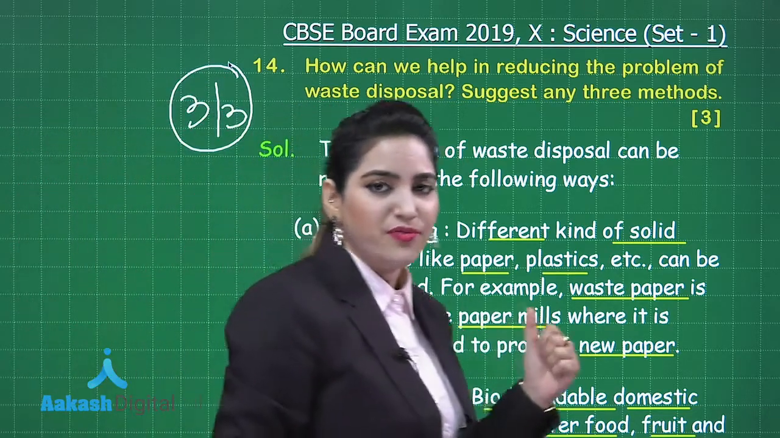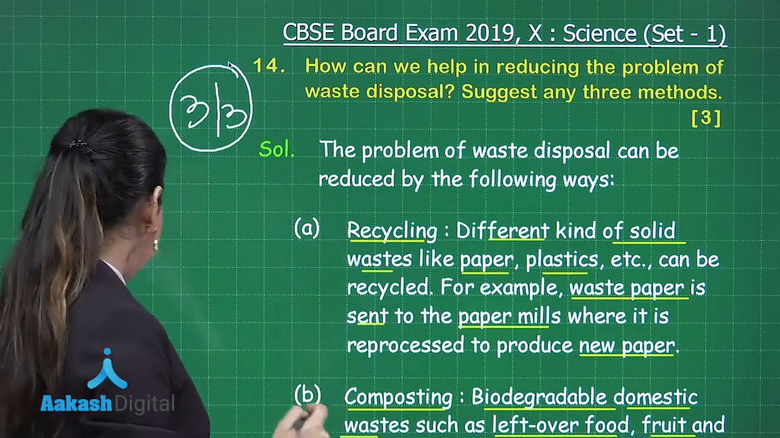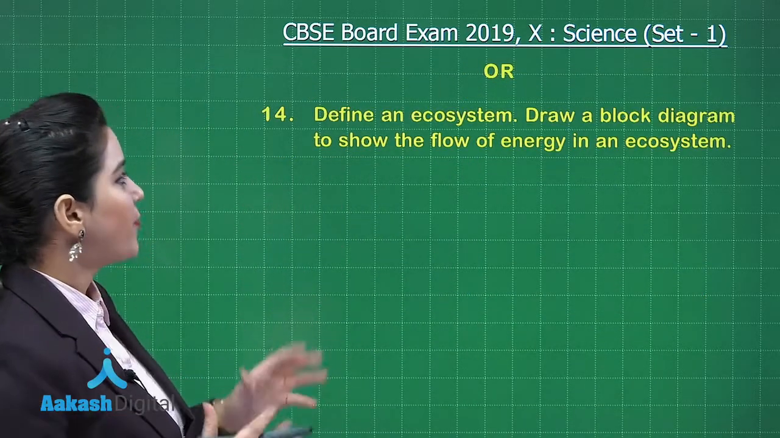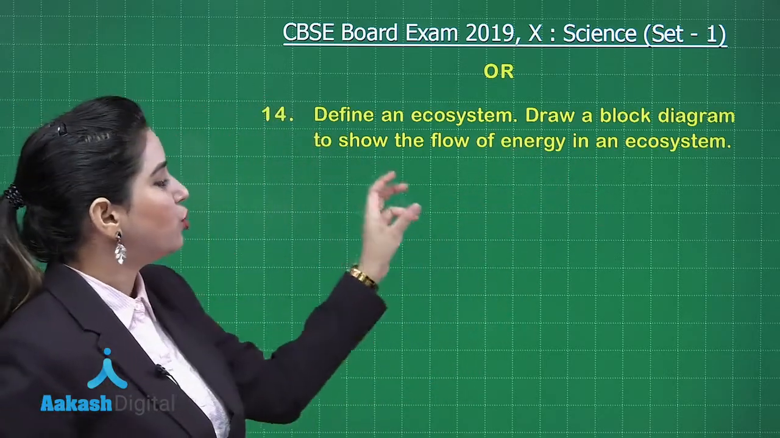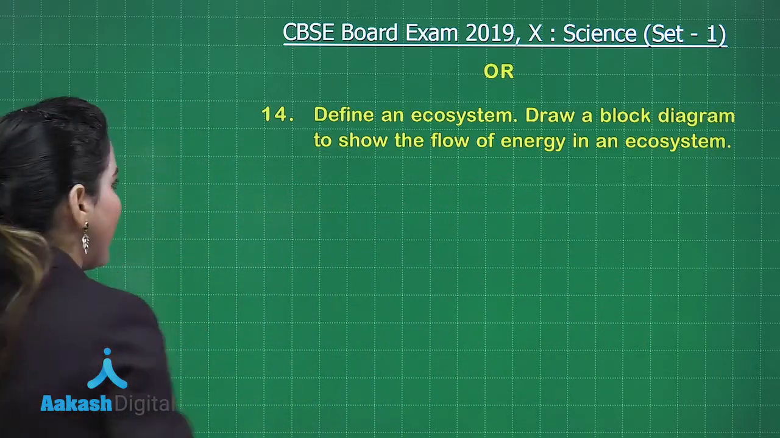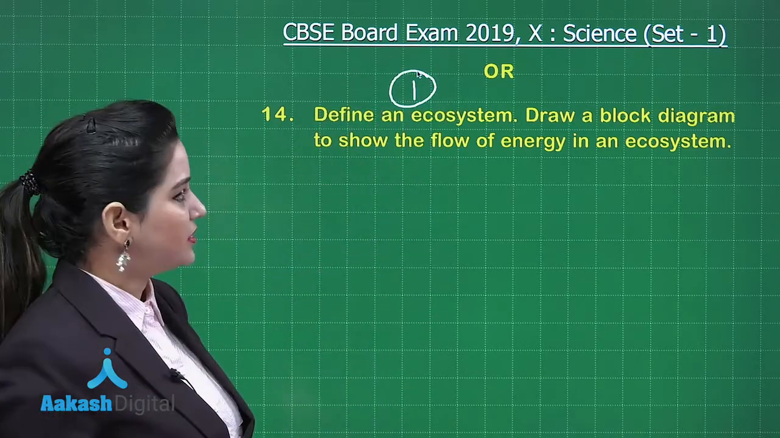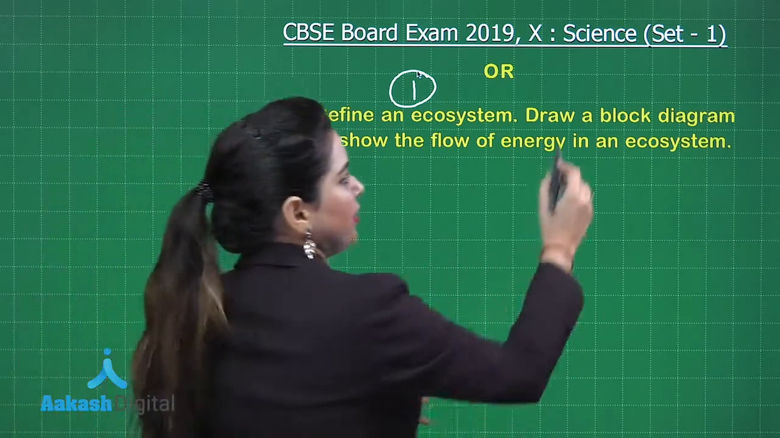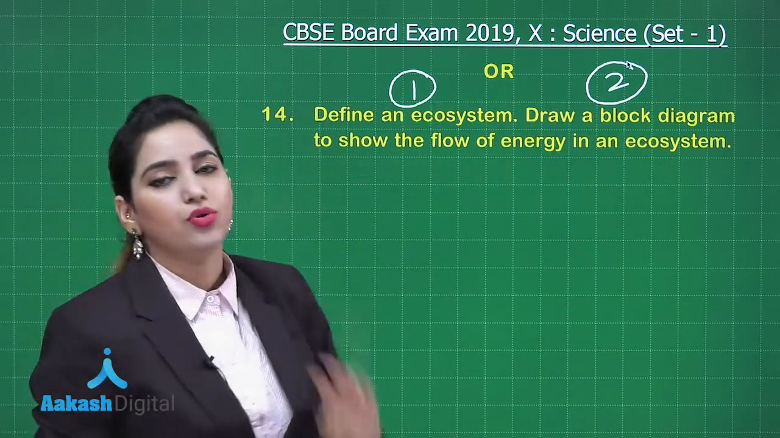Now this question, question number 14, had an or. You have a choice in this question. So let us see the other part of this question, the or part. Here we have the or part which says define an ecosystem. Draw a block diagram to show the flow of energy in an ecosystem. Now students, as I said, this question had a weightage of 3 marks. Here 1 mark is given to define the ecosystem. So even if you write down the definition, you still are going to have 1 mark. Then you have to draw a block diagram to show the flow of energy. This will give you 2 marks.